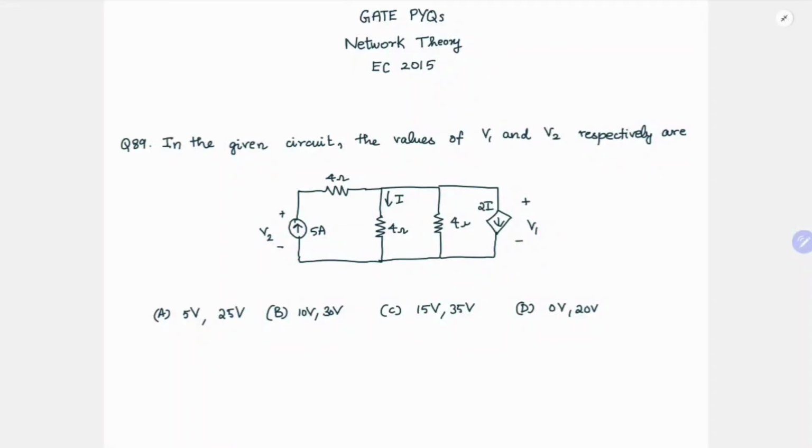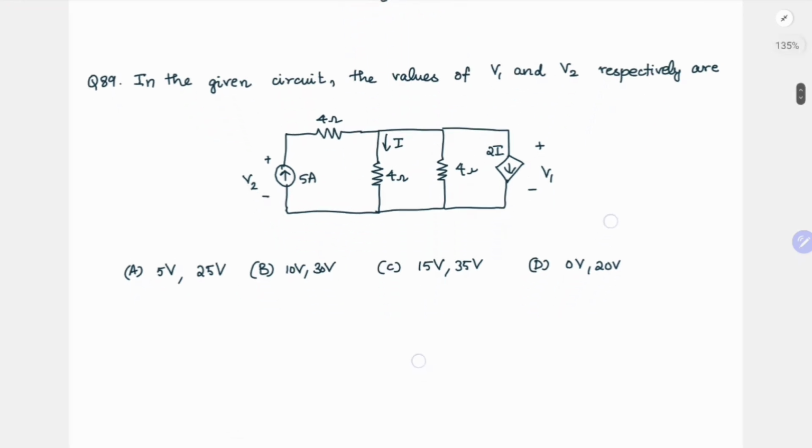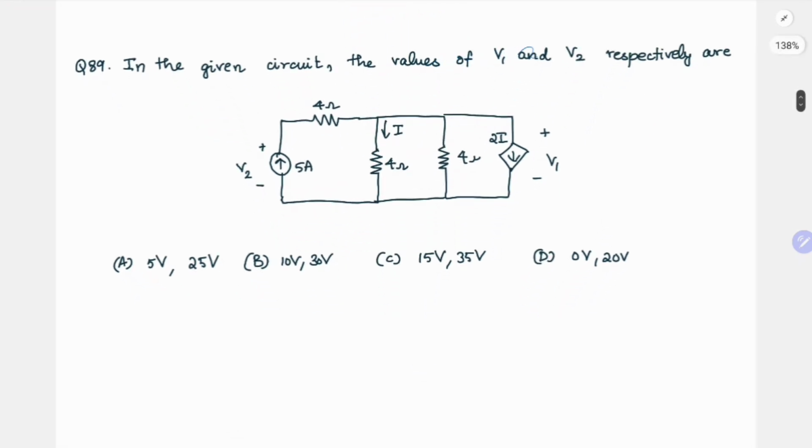Hello guys, welcome back. So here we have another question on network theory from GATE EC 2015. In the given circuit, the values of V1 and V2 respectively are.